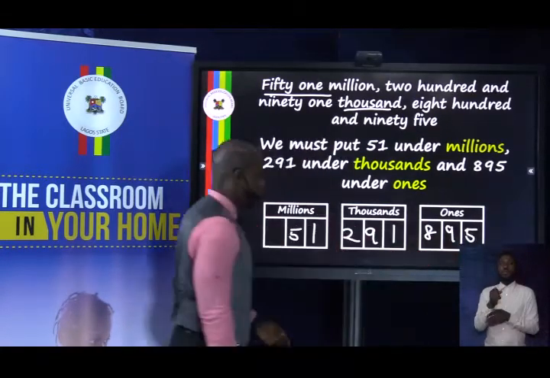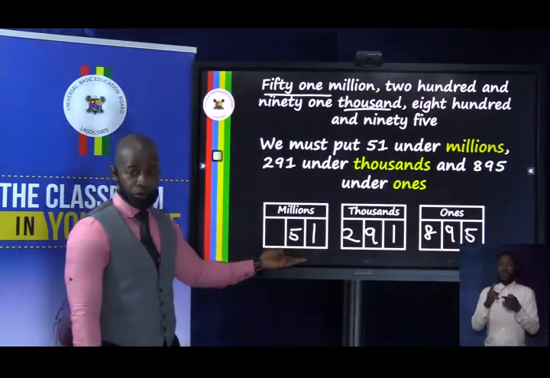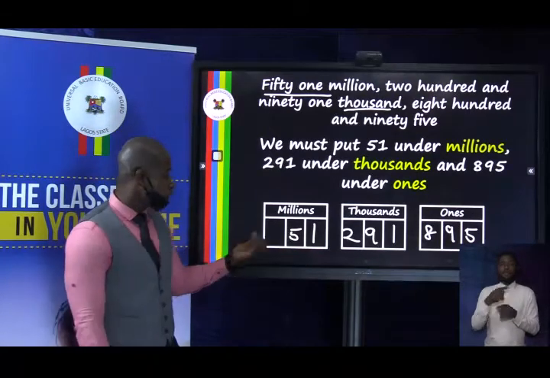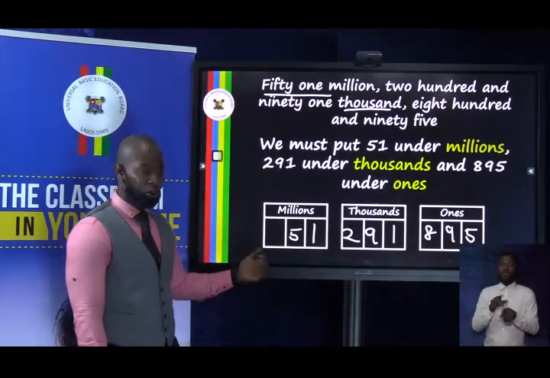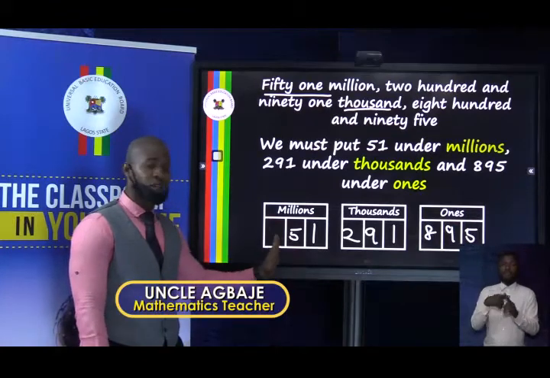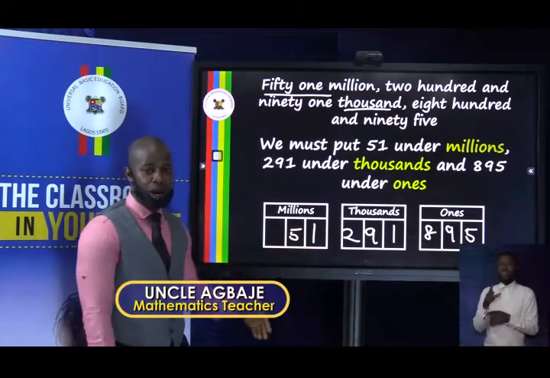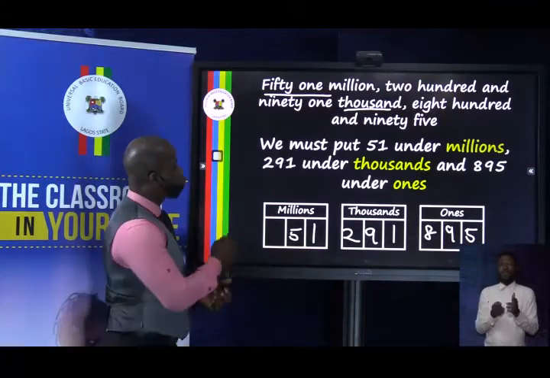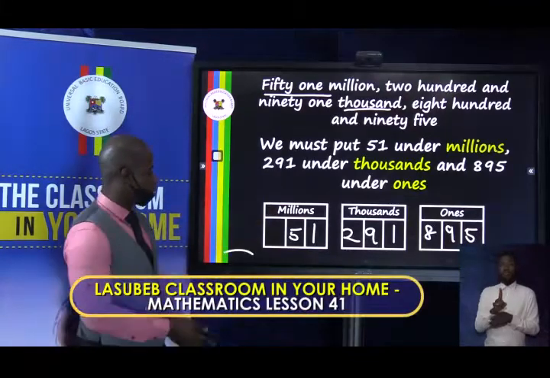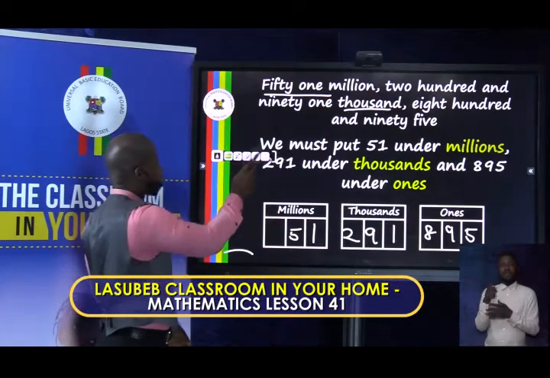under the ones. Now, you need to be careful here when you want to write your 51. 51 is 2 digits, but you have 3 rooms to fill. So you must fill from the right. Don't fill from the left, because that will be erroneous. Okay, so you fill from the right. Now, we must put 51 under millions, and I've done that for you.